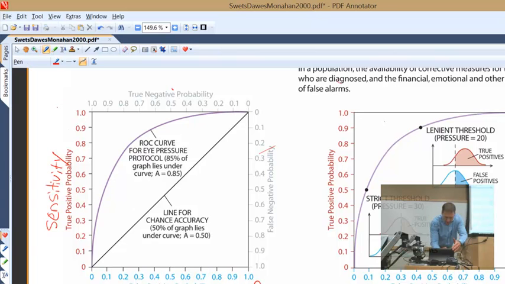So maybe you desire a sensitivity of 0.9. Well, to find what the 1 minus specificity is, you go over to the curve, and then you project down, and you can see that you get a 1 minus specificity of a little over 0.5.